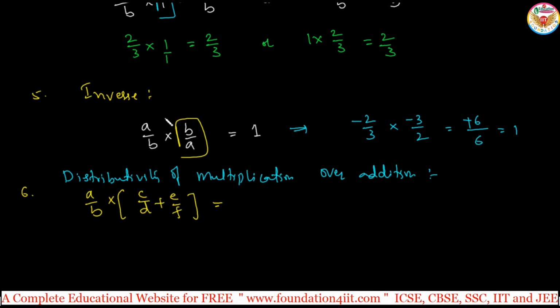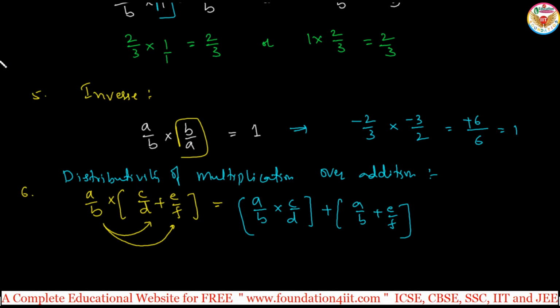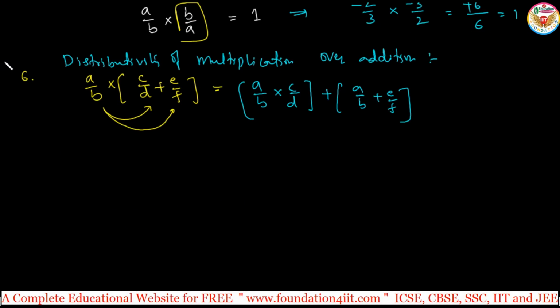So when you come to this property in the multiplication of rational numbers, a by b times (c by d plus e by f), we are distributing multiplication over addition. This into this one and these two separately we can distribute. So we can call it the distributive property over addition. So a by b into c by d is multiplied, plus the same with a by b into e by f, is exactly equal. Not only addition, even over subtraction you can take it.